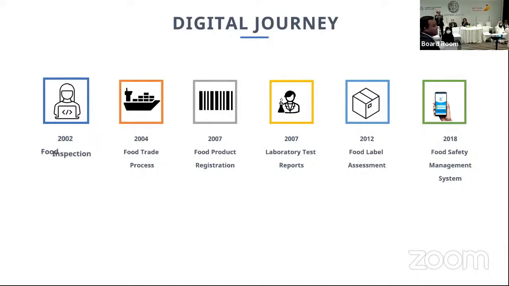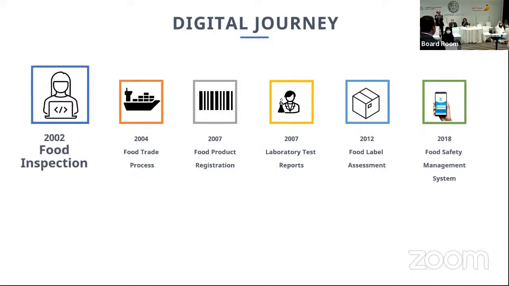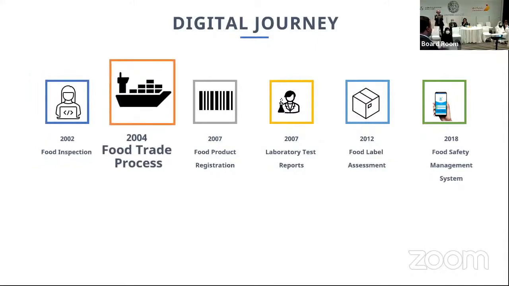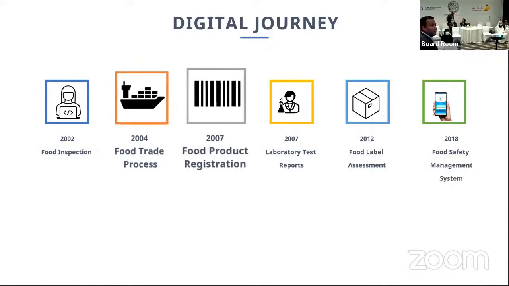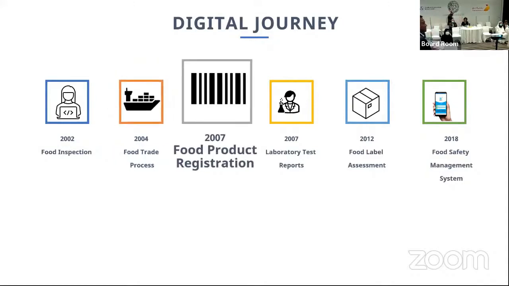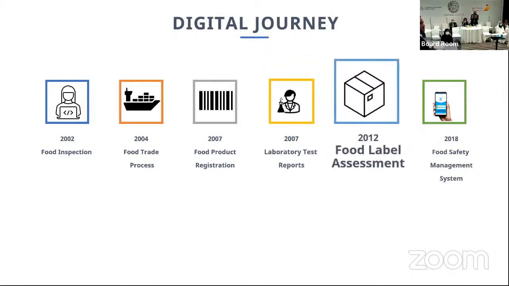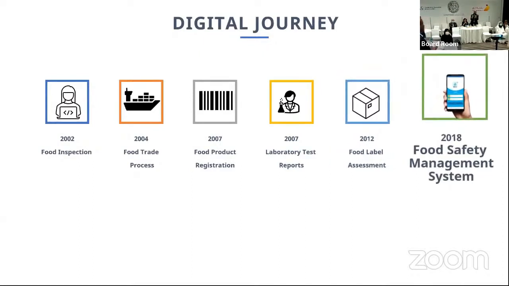And if you look at Dubai's journey, we started our digitalization in 2002 with our food inspection program. Then the trade processes were digitalized at the same time, pretty much, not the full documentation, but the processes were digitalized at least within the team. And then in 2007, we started looking at product registration, then laboratory test reports in 2007. 2012, we started looking at label registration and assessment. And in 2018, we started looking at digitalizing food safety management system.